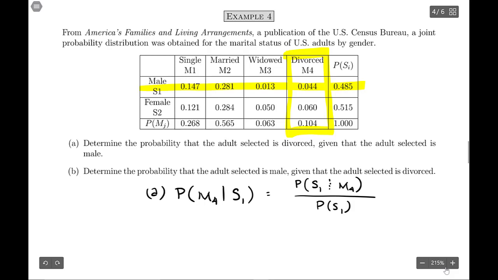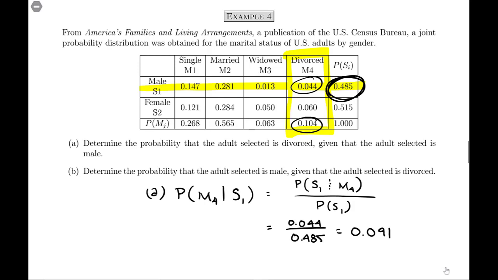Because we don't have enough information from what I'm looking at here to come up with the specific value we're looking at, we can't put this over this and say we're done. So we have to look at the unconditional probabilities. So the probability that they are male and divorced is 0.044. Then the probability that a selected individual is male is 0.485. And then when we simplify this, we come up with a probability of 0.091. And that is our probability that shows us then that 9.1% of adult males in the U.S.